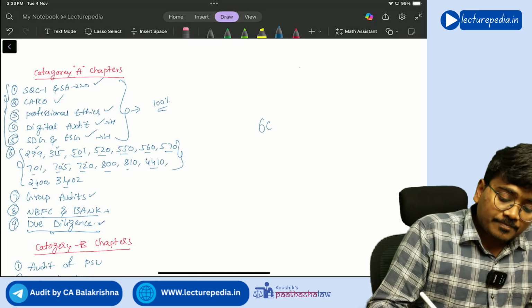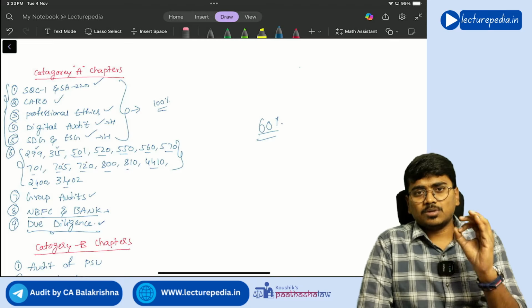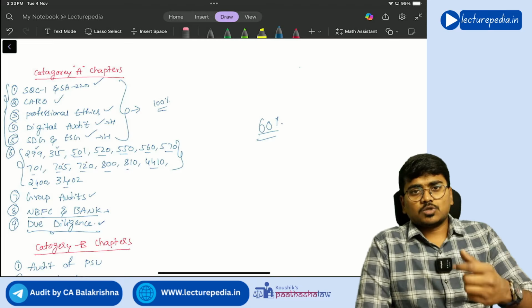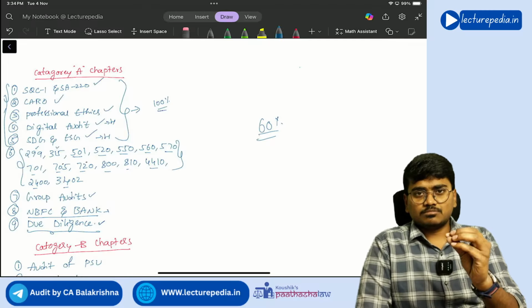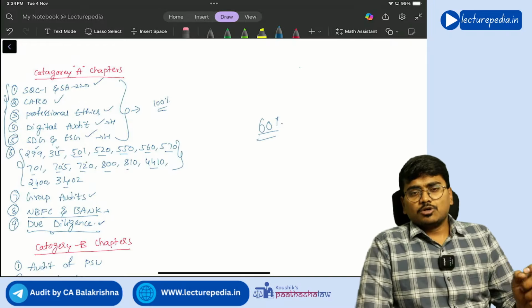You should spend 60% of your time on these A category chapters. Today is 4th of November, so roughly you have 60 days. If each day you spend 2 or 2.5 hours on audit, let me take 2 hours, you will be spending around 120 hours on audit. Of that 120 hours, 60% of the time you spend on these category A chapters.